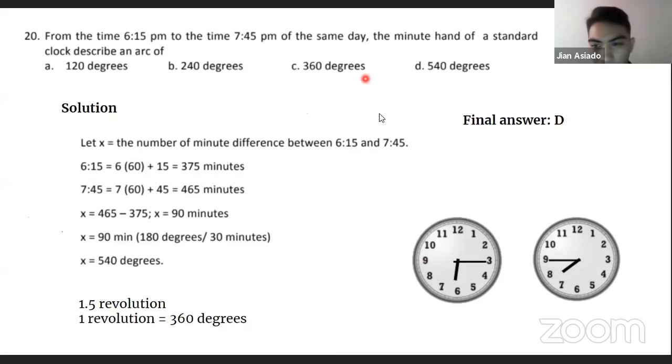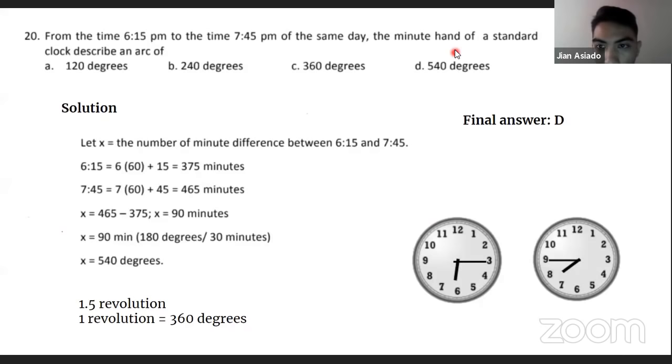So but mathematically we can write it as let x be the number of minute difference between 6:15 and 7:45. So yung 6:15 para maging 7 PM siya, it's just 45 minutes. Tapos 7 PM to 7:45, 45 minutes again. So 90 minutes siya. So x is equal to 90 minutes. We convert this into degrees. So bakit 180 over 30?